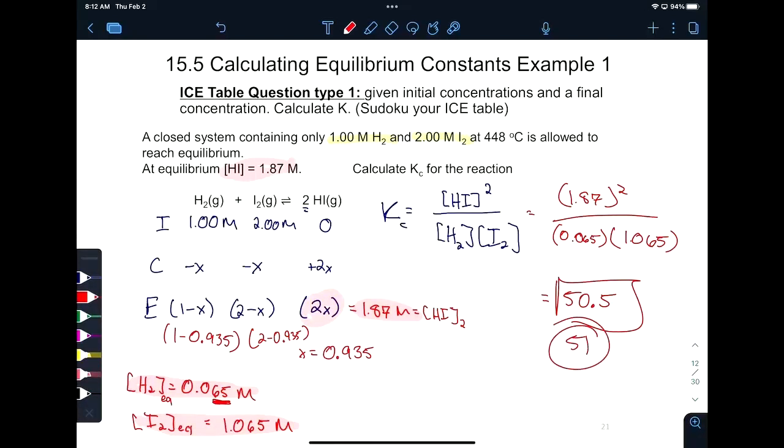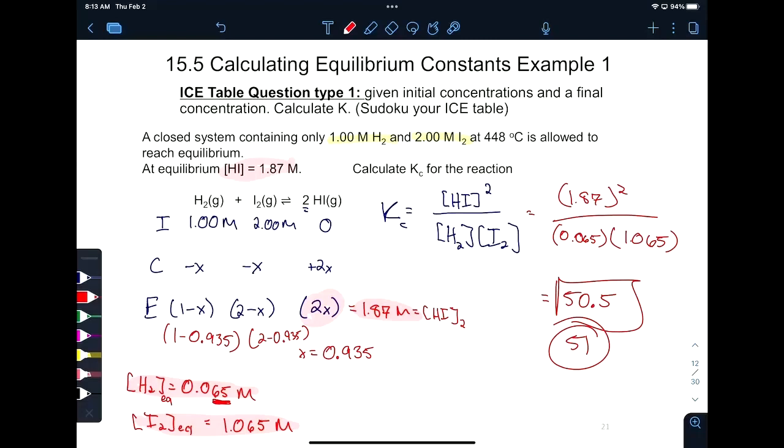Okay. So that's how we use an ICE table, and this is what I call question type 1, where we're given different pieces of the ICE table and we have to fill it back in. The whole idea here is that they gave us an equilibrium concentration, just one of them, but that's enough for us to fill in the rest of the table.